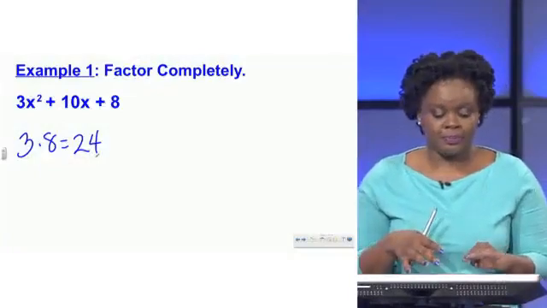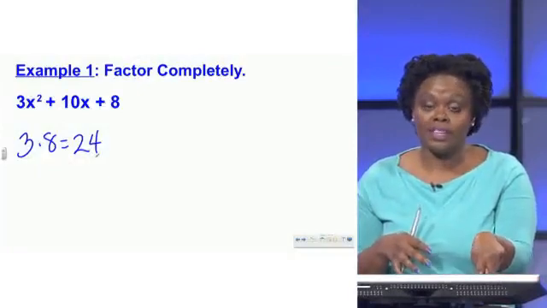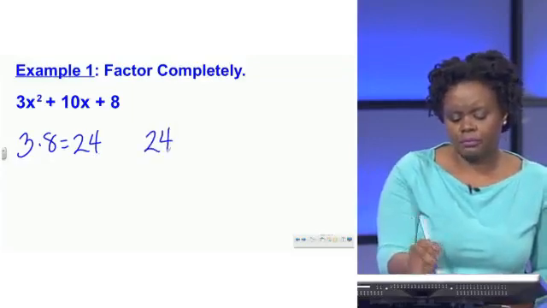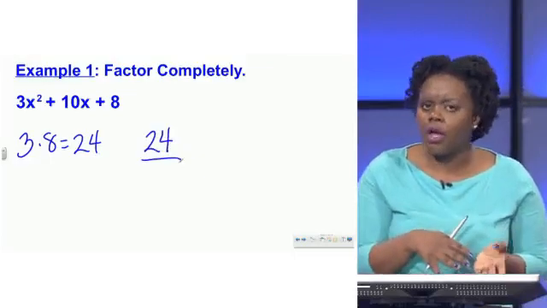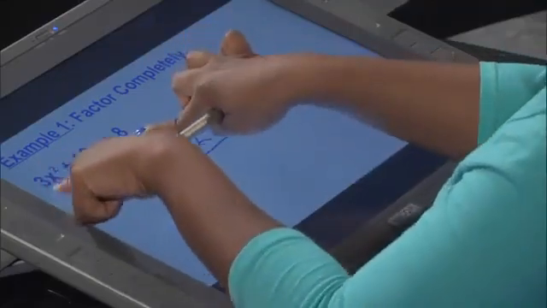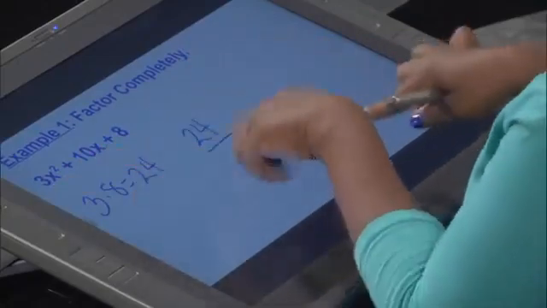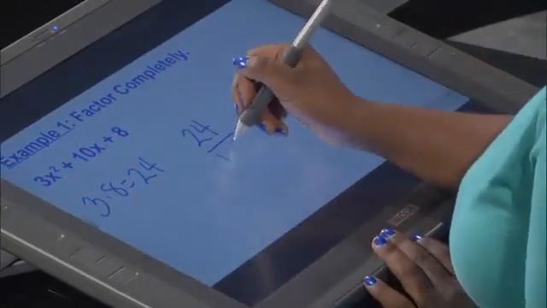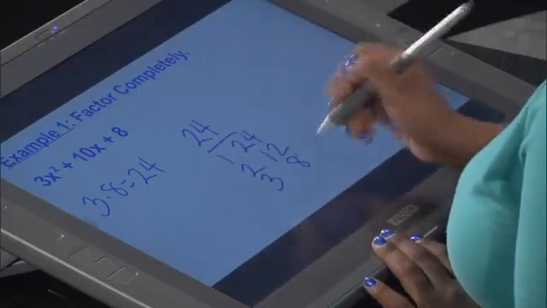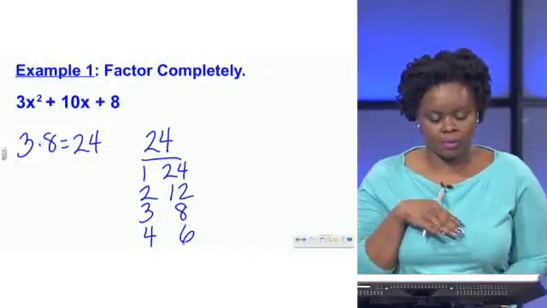So now what I need to do is figure out what factors of 24 would also combine and give me 10. Okay, so this step we've handled before as far as listing our factors and figuring out the right sum that we need. It's just that in this problem, there's an extra step of multiplying that a and that c together to start with. Okay, so now that we've got 24, let's list our factors. So 1 and 24, 2 and 12, 3 and 8, and 4 and 6. All of those pairs will give you 24 when you're multiplying.